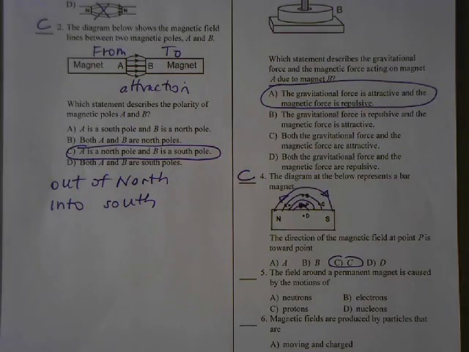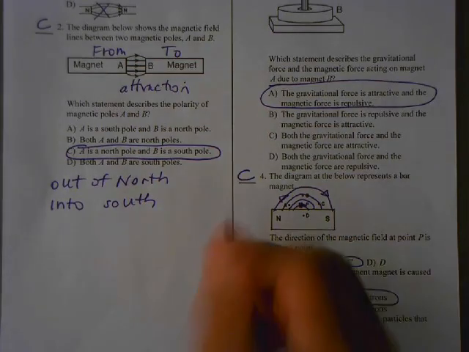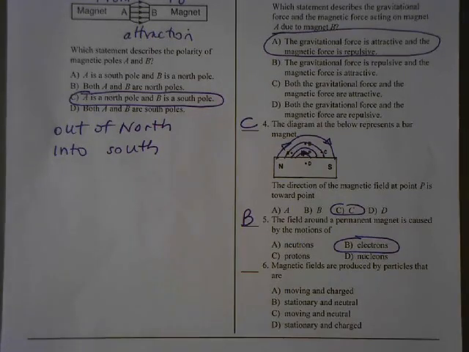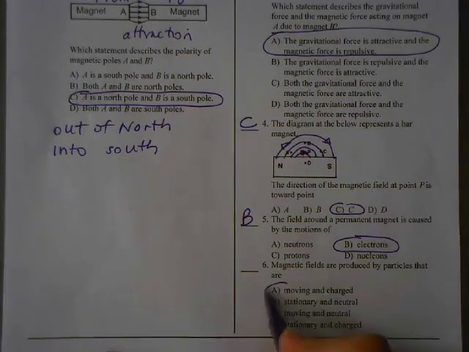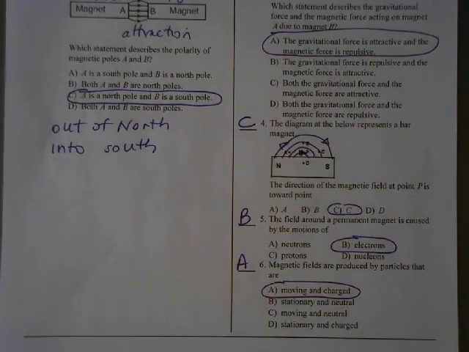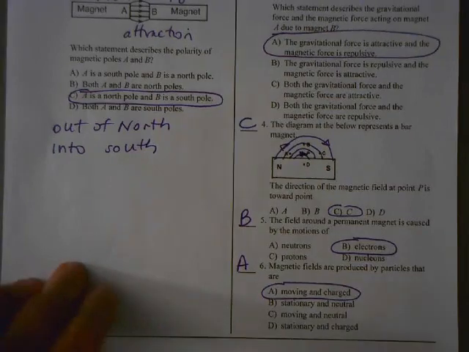Number 5. The field around a permanent magnet is caused by the electrons, because we've been learning this all along, that the electrons are the only thing that move. So the answer to number 5 is B. All right, number 6. Magnetic fields are produced by particles that are moving in charge. So number 6, the answer is A. All right, let's go to the next page.